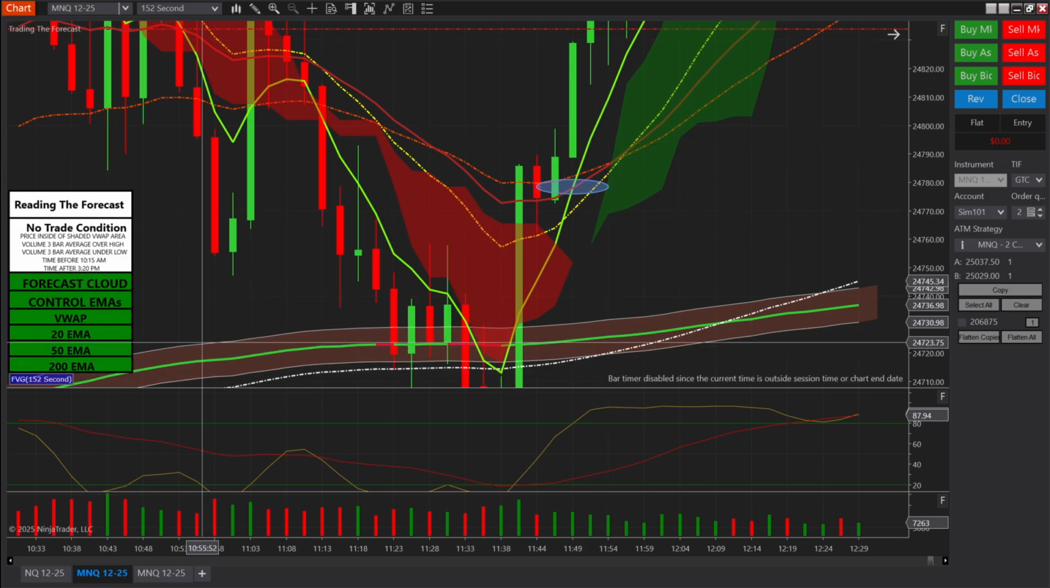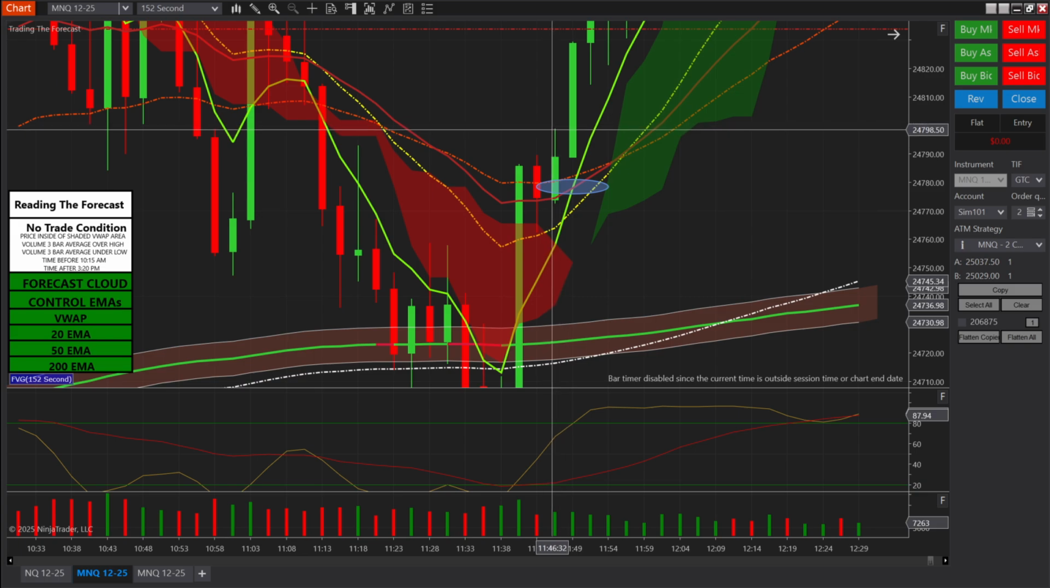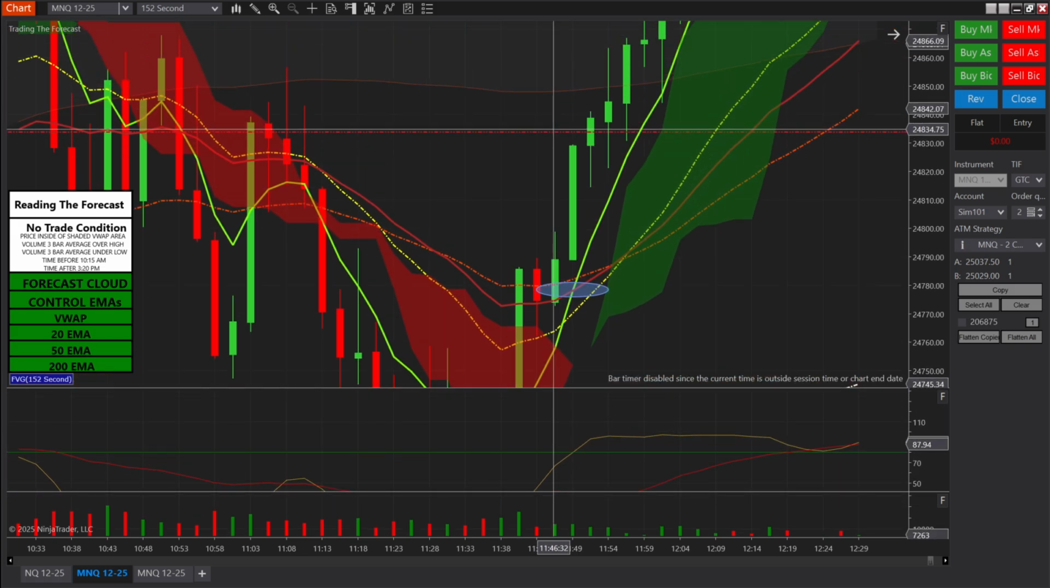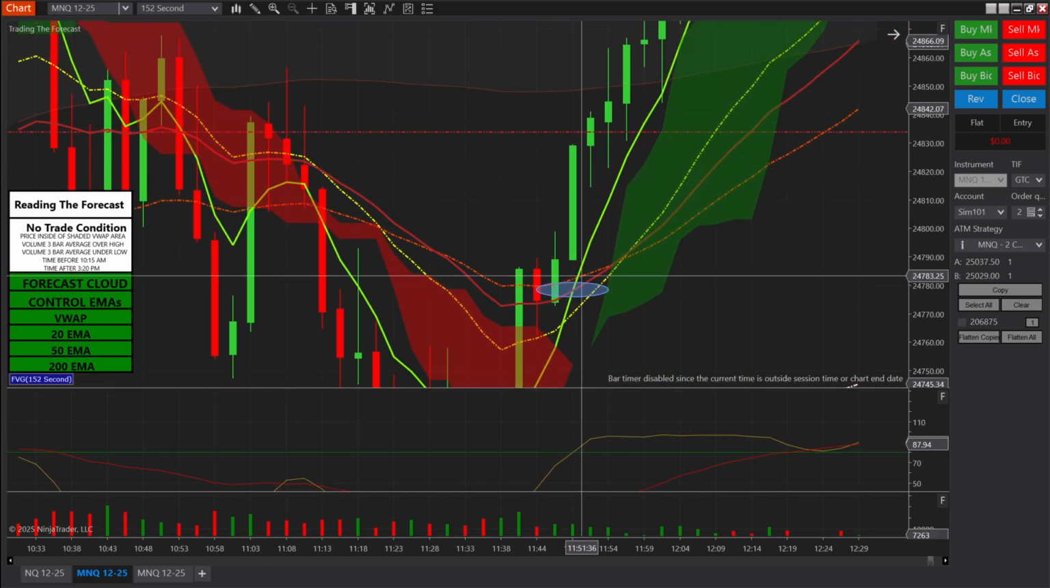That means we're in a long condition. So when a trade is about to be executed, we're looking for the EMA cross as our entry point. As the forecast cloud turns from red to green, you see the transition here, the control EMAs will cross, and on the next candle would be your entry. They crossed on this candle, and you want to make sure you confirm that the signal is good. On the next candle you would enter.